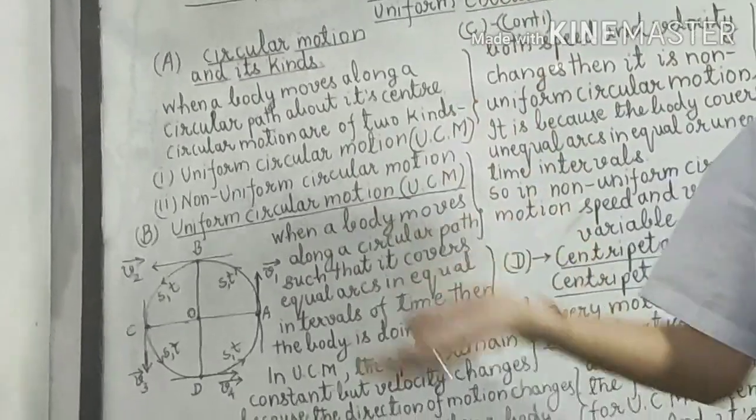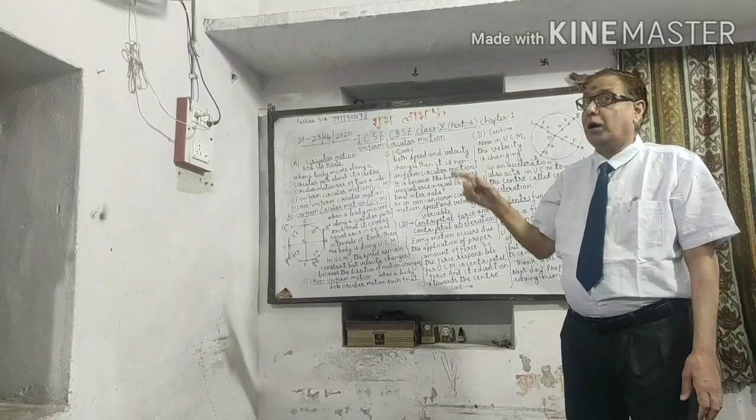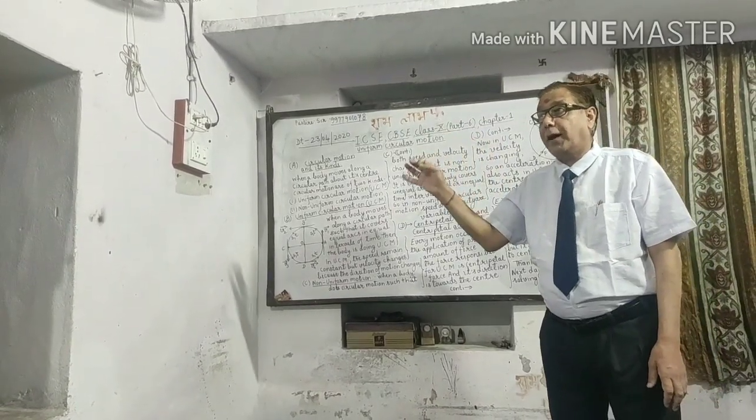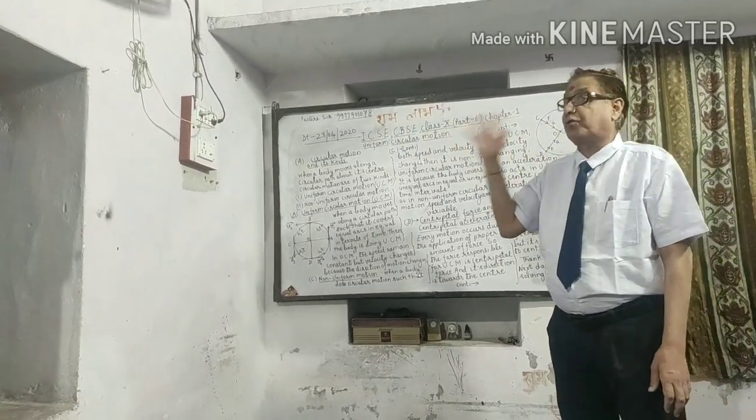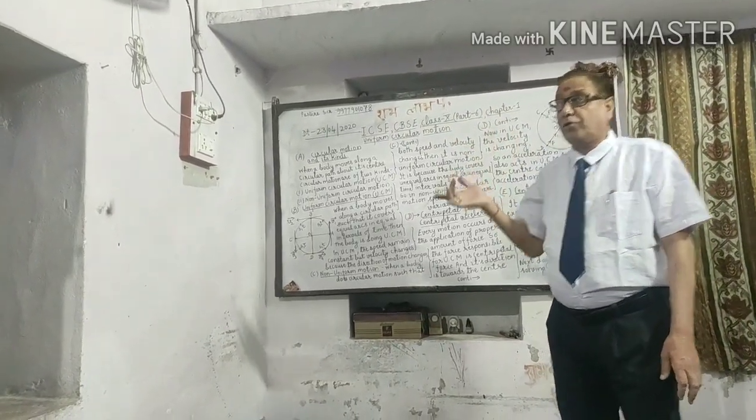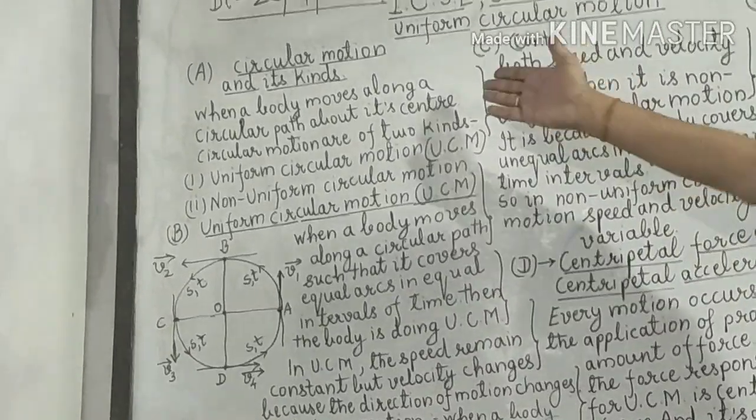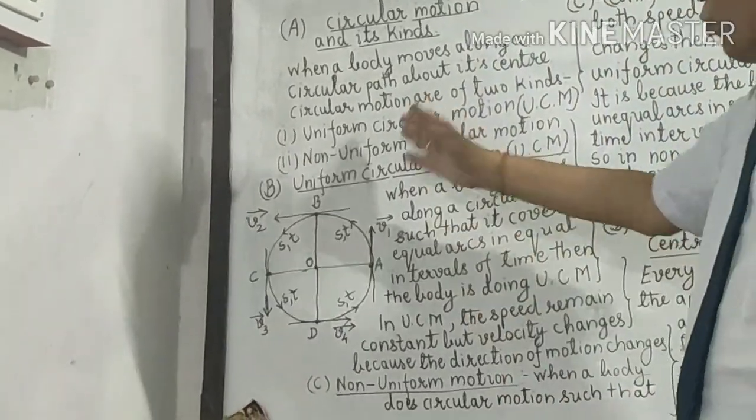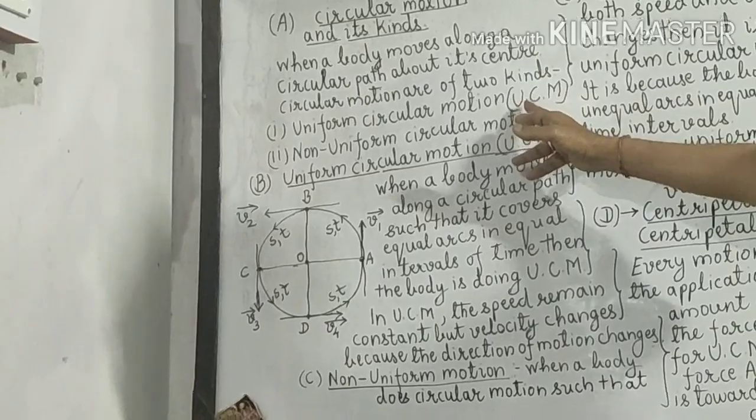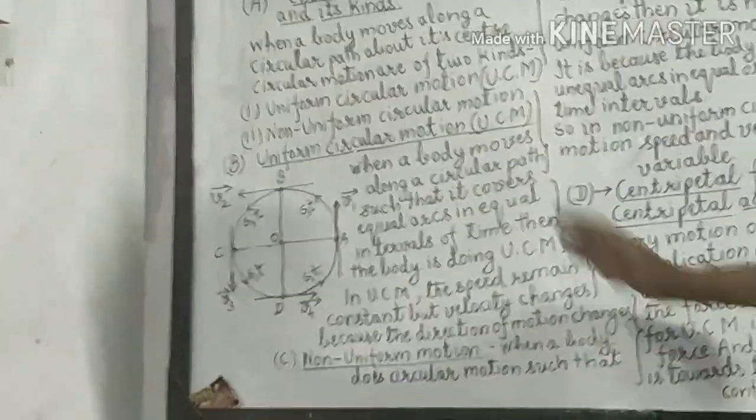It can also be told in another way: when a body is moving on a curve such that at every time its distance from a fixed point always remains constant, then it is also called circular motion. That distance is called the radius. But this is a simple definition. Now there are 2 kinds of circular motion: uniform circular motion, in short UCM, and non-uniform circular motion.